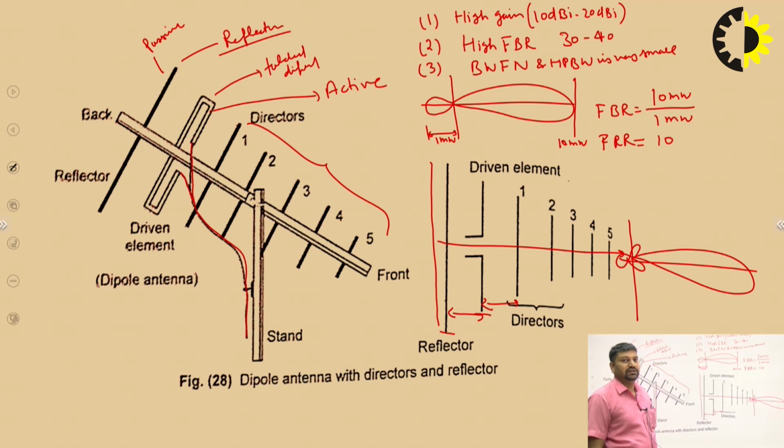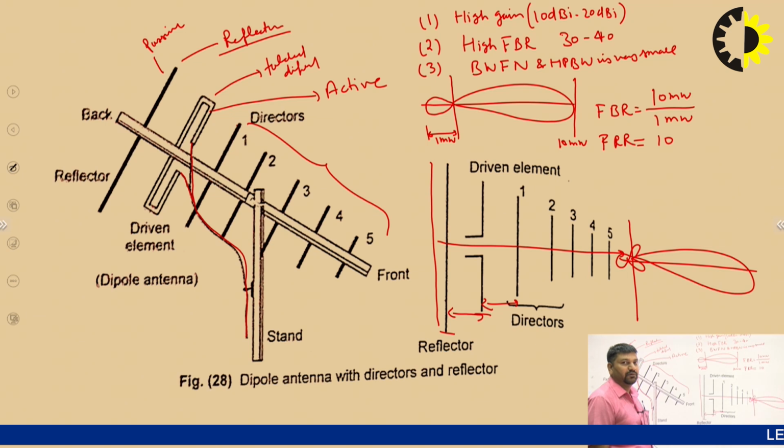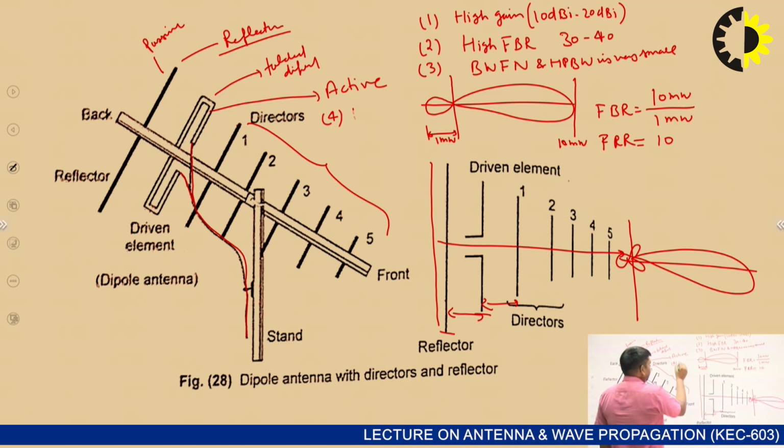So we can say the directivity is high, but the beamwidth of first null and the half power beamwidth are very small in this case. And the fourth one is that the bandwidth is very high.